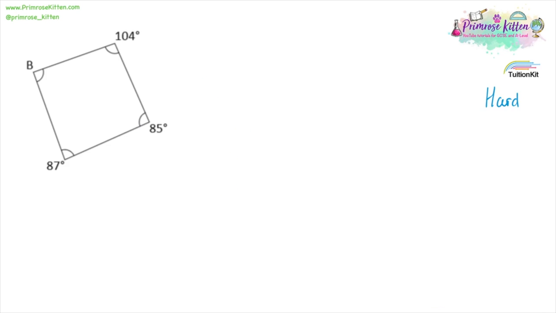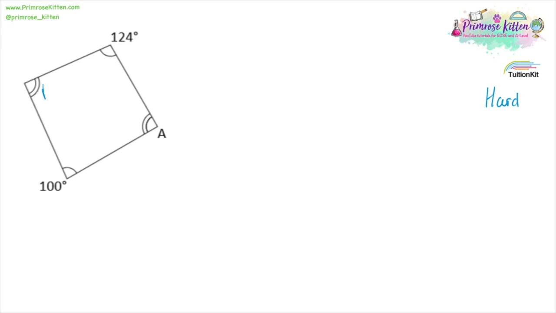Same one again, so slightly different numbers, but please try it without your calculator. 104, 85, 87. Going down here, 4, 9, 16, carry 1. 16, 17, carry 1. So 276. 360 minus 276 equals 84 degrees.